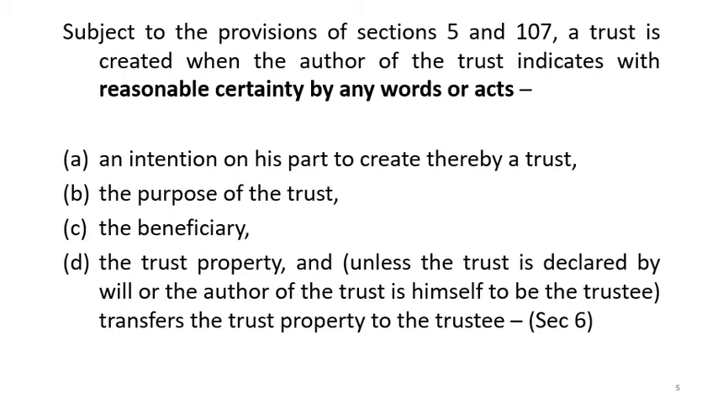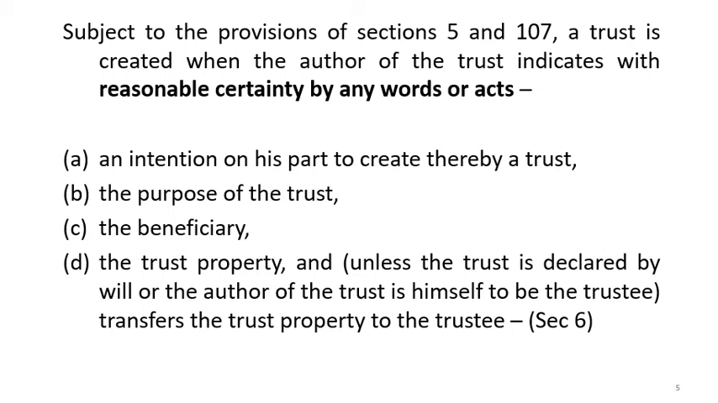Then finally, a very important element, the trust property. As you know, if there is no property, then there is no trust. Property is the backbone of a trust. Suppose you don't know the trust beneficiaries, then the trustee must hold the property for the benefit of the author of the trust. Then a resulting trust arises. But here, if there is no property, then there is no trust at all.